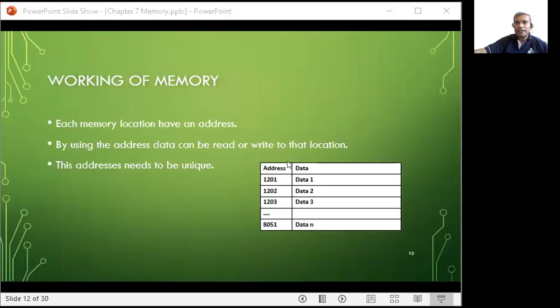So memory basically has an address and data. To control the memory, you need a control line as well. It will decide whether to read or write. Address will give you the location. Data is the actual thing that is written to or read from the memory.